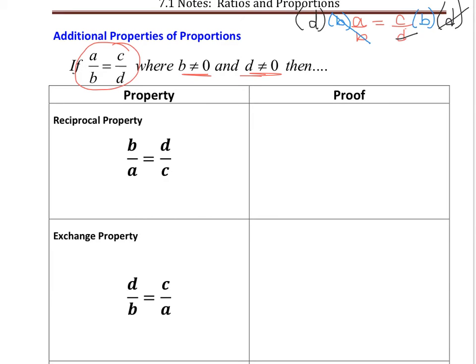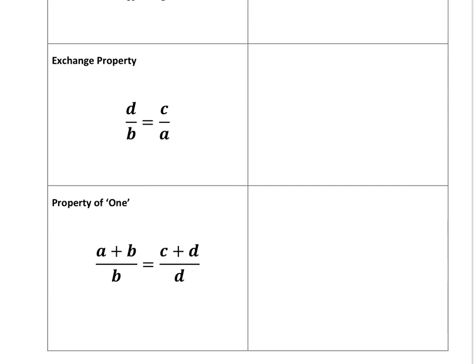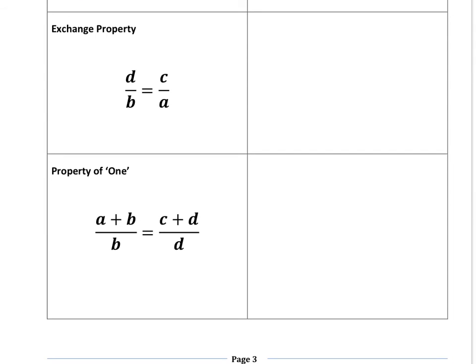Okay, well there are many other properties of proportions, but I'm going to highlight 3 of them. The first is called the reciprocal property. The second is called the exchange property, and the third is the property of 1.